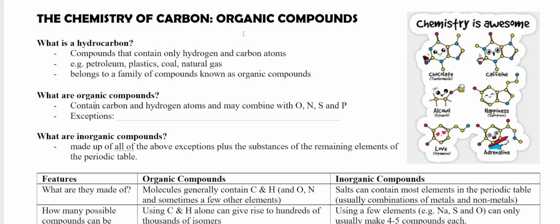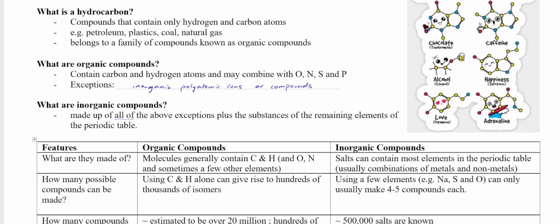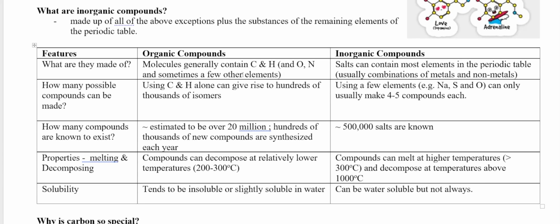Well, they contain carbon and hydrogen atoms and may combine with oxygen, nitrogen, sulfur, and phosphorus. Your exception is your inorganic polyatomic ions. So we'll write that right there, inorganic polyatomic ions or compounds. So what are inorganic compounds? Well, they're made up of all of the above exceptions plus the substances of the remaining elements of the periodic table. So we have right here a table that compares organic compounds with inorganic compounds. You can pause the video and read it yourself so that you get a sense of what the difference is.